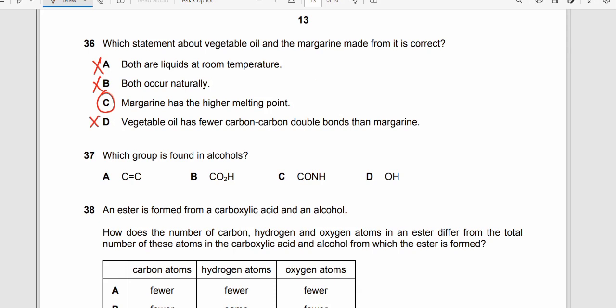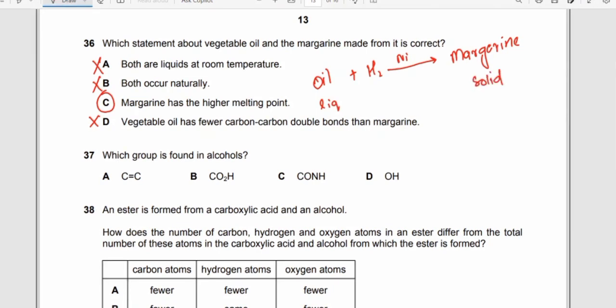Margarine: we have oil, and then we use hydrogen in the presence of nickel, and then margarine is formed. At room temperature the oil is a liquid, and at room temperature margarine is a solid. So that's why it has a high melting point, because it is solid at room temperature.